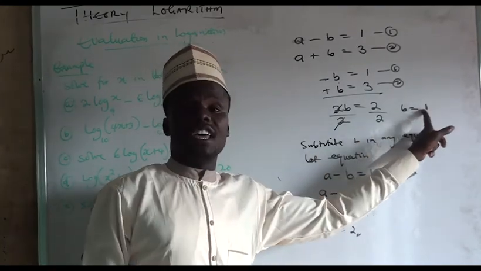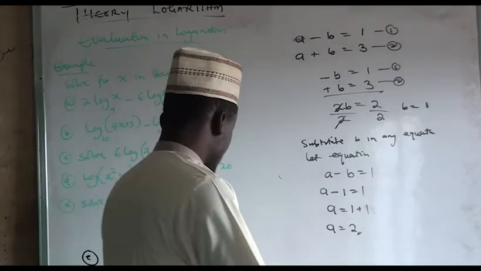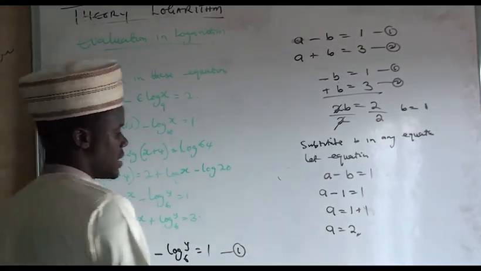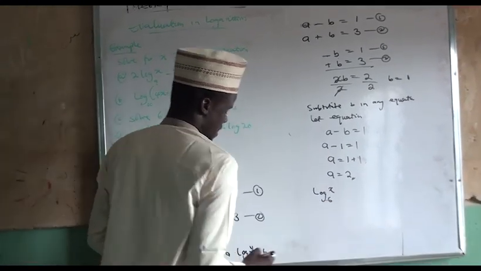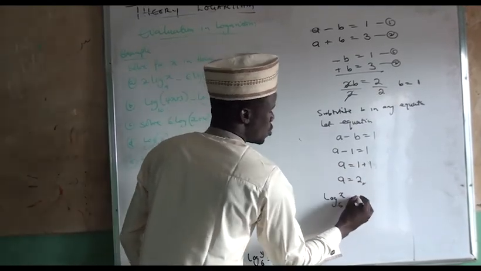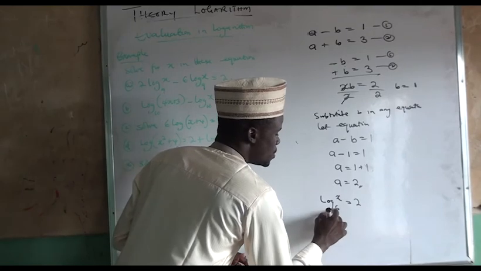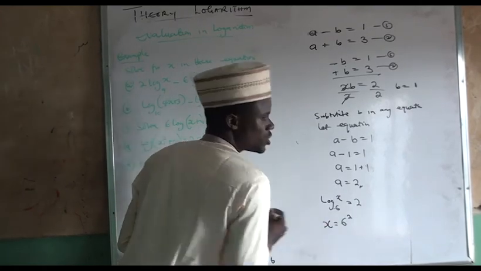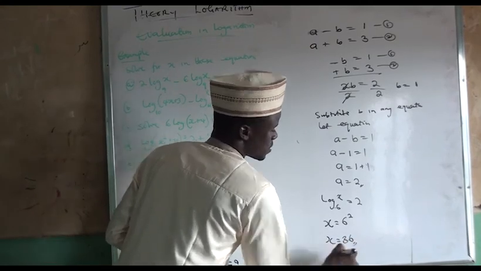So the value of b here is 1 and the value of a here is 2. So we now take it from the beginning. As here we said log x base 6 is equal to a. What is our a? It is 2. So here we write 2. So x alone is going to be 6 to the power of 2, whereby x is equal to 36.